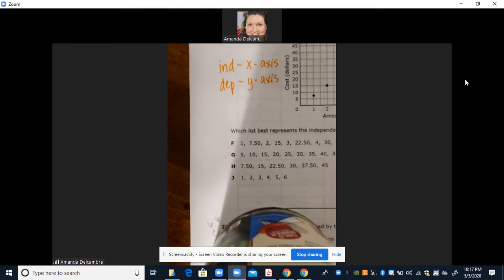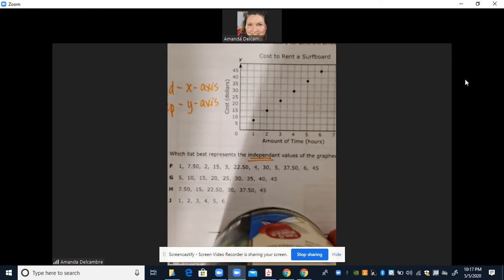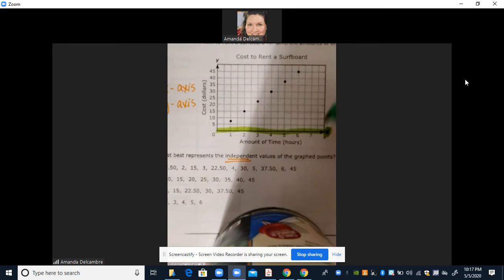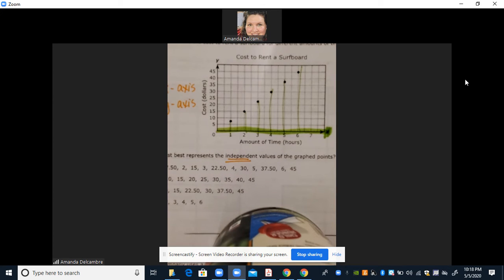Okay, if we know that we're looking for our independent, keyword there, we know we're looking for what is on the x-axis. And our handy-dandy graph shows us where our x-axis is. If you look, there's a little x right there to the side. This is your x-axis. So what are the values of x? So you're going to look from here. So we have 1, 2, 3, 4, 5, 6. So which answer choice would fit that?